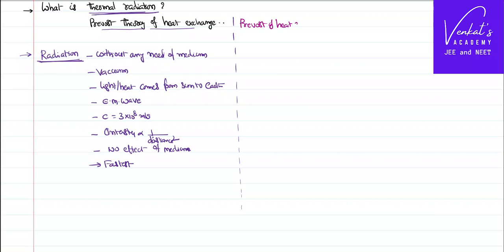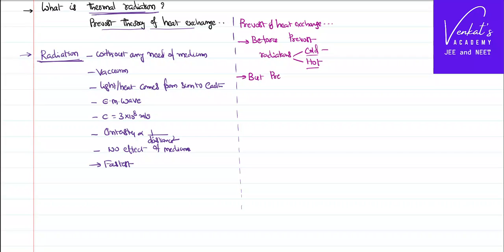How does the heat exchange take place in radiation is our discussion. Before Prevost, people had a kind of theory saying that radiations are of two types. One is cold radiations, other one is hot radiation. So people thought cold bodies emit cold radiations, hot bodies emit hot radiations. That's why bodies are cold and hot. But Prevost has dismissed that.